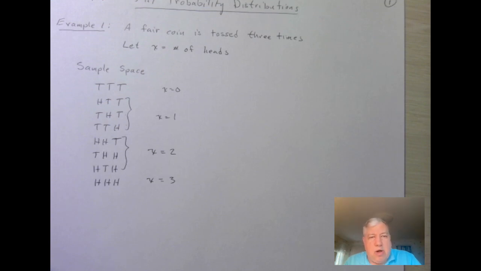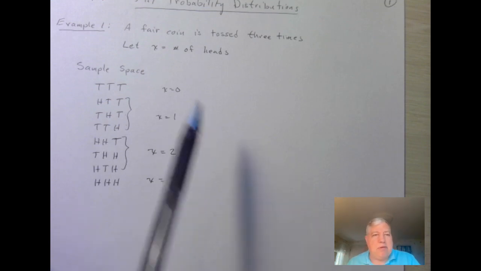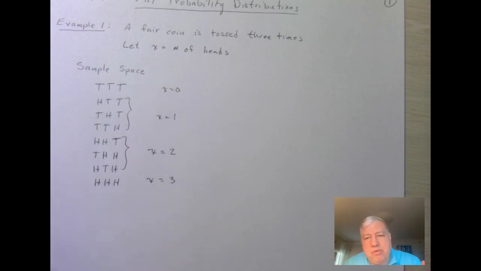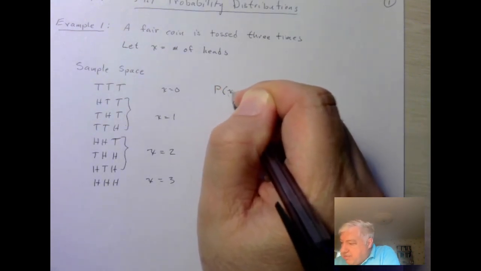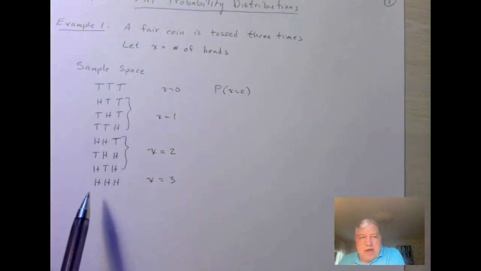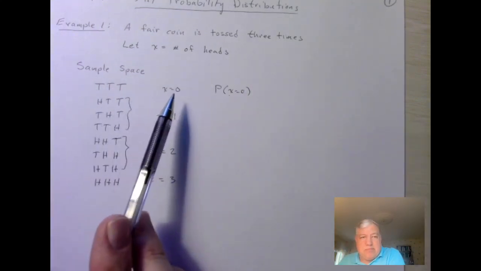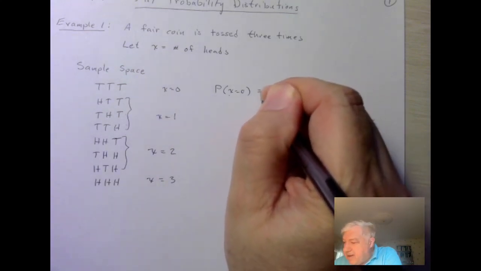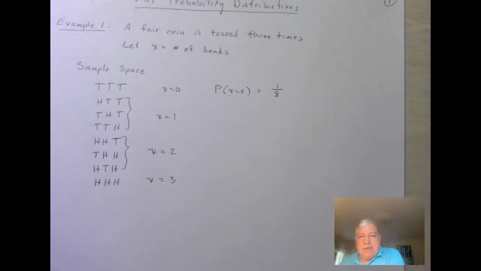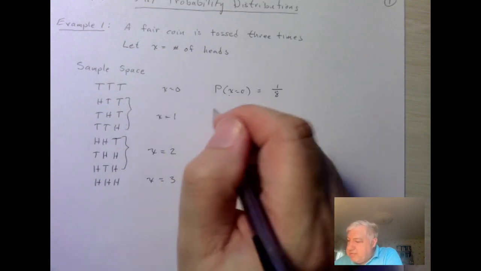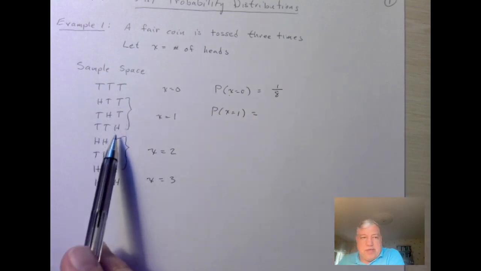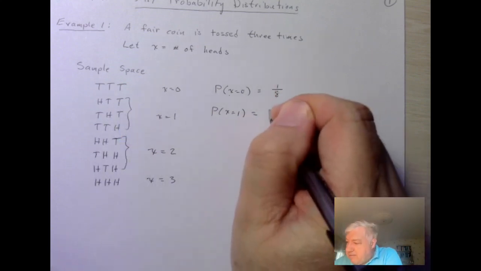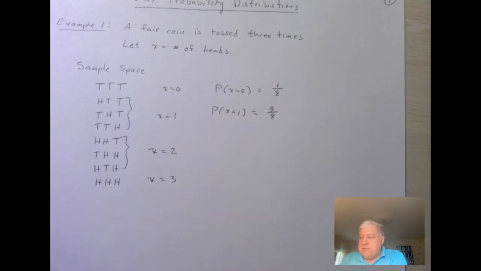So now we can talk not so much about the probability of a set of these outcomes, but the probability of what X is equal to. The probability that X equals 0: there are 8 outcomes, but only one of those outcomes has X equals 0. So the probability that X equals 0 is 1/8. The probability that X equals 1: there are 3 ways that can happen, 3 out of 8. So the probability that X equals 1 is 3/8.